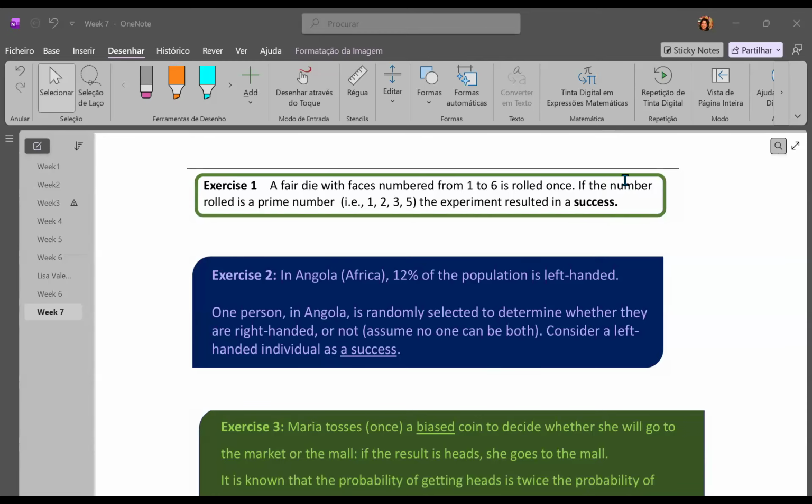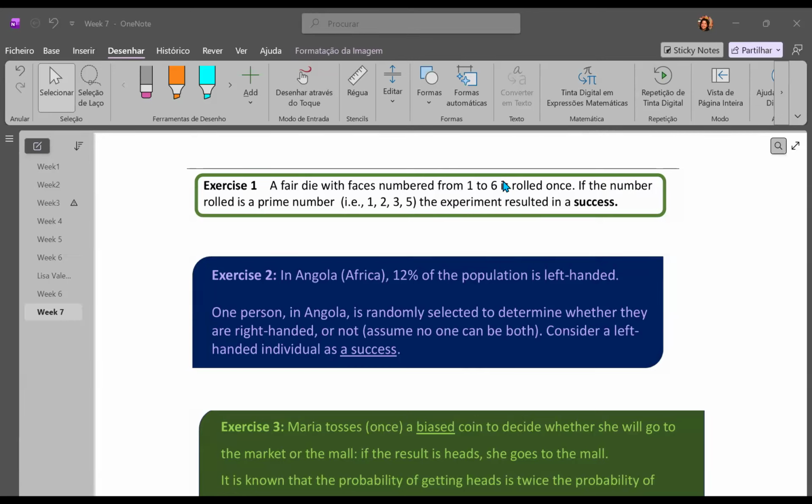Okay. So suppose we're going to think about exercise 2, okay? Now, the setting is this. You are in a country in Africa, which is called Angola, and you know that 12% of the population is left-handed. You randomly select a person in Angola, this country in Africa, and you want to determine if this person is right-handed or not.